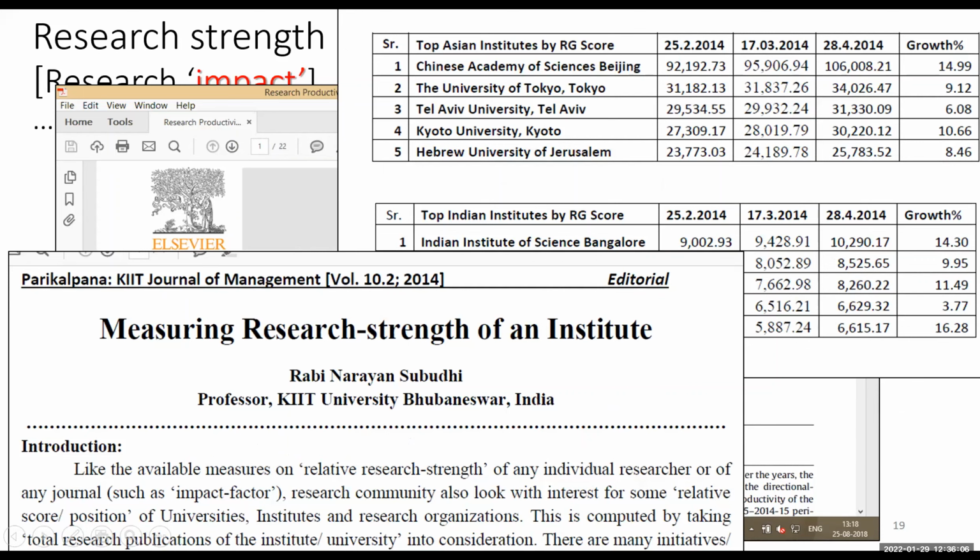And I was observing, so the last column is only my contribution. Nothing great I have done, but I was just noticing, observing. It's a longitudinal study. So please see how fast these institutes are growing. I'm just showing the top 5 in the world, top 5 in Asia, top 5 in India. So this is the finding of my small piece of research. I was trying to find how to measure the research strength of an institute. So this was the purpose.